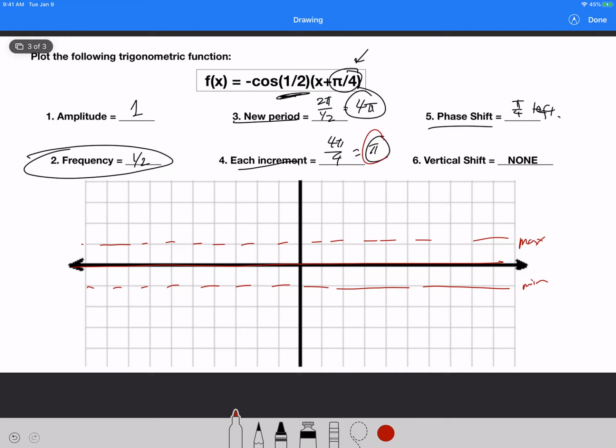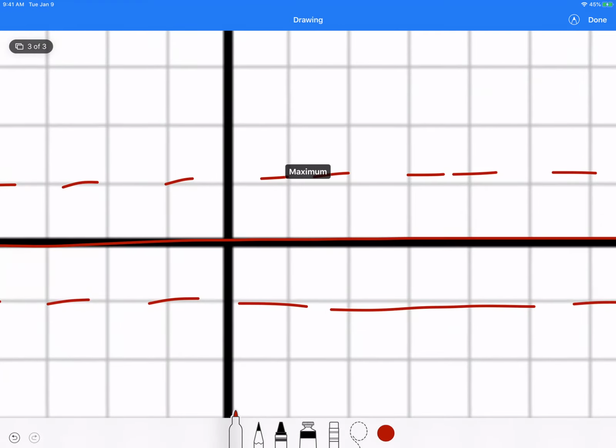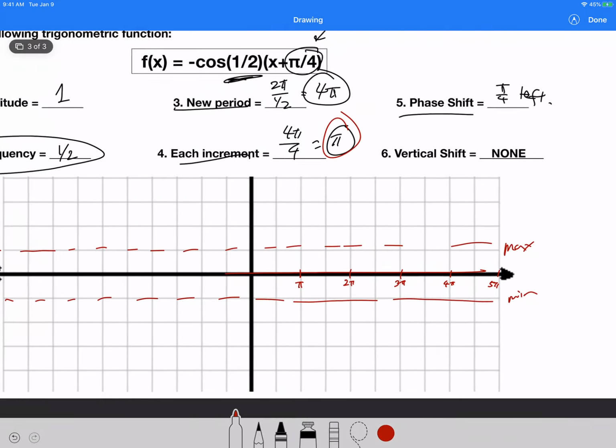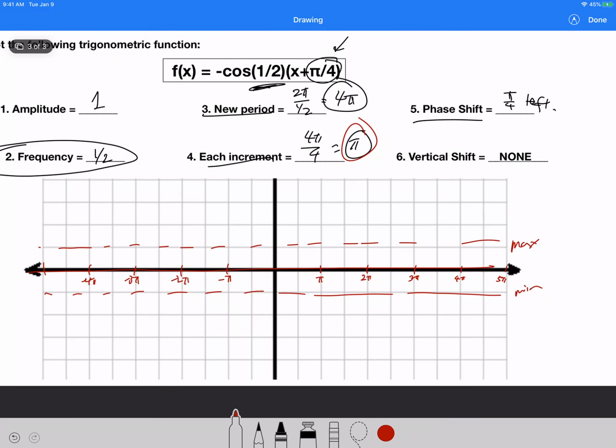Now each of my increments has to be pi, so I'm going to go ahead and do exactly that. So I'm going to make sure this right here is pi, 2 pi, 3 pi, and then 4 pi. And this would be 5 pi. In that direction, I'm going to make this negative pi, negative 2 pi, negative 3 pi, negative 4 pi, and so on. You get the idea.